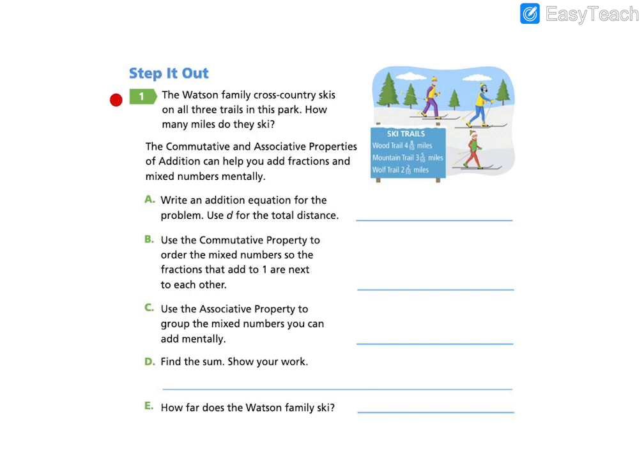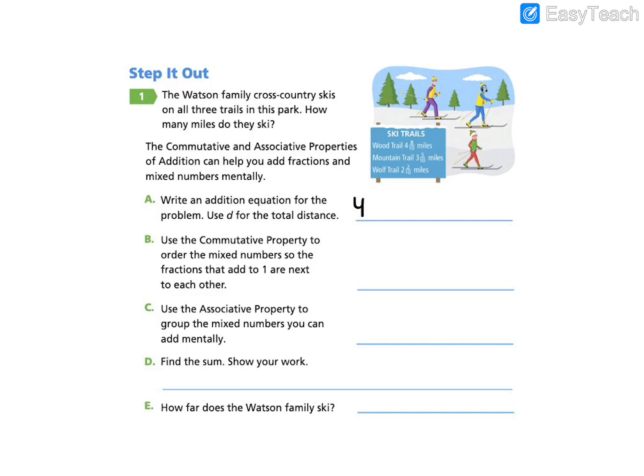All right, number 1. The Watson family cross-country skis on all 3 trails in this park. How many miles do they ski? Okay, so here's the distance of each. The commutative and associative properties of addition can help us add fractions and mixed numbers mentally. But first we need to write our equation. So we're going to find the total distance.